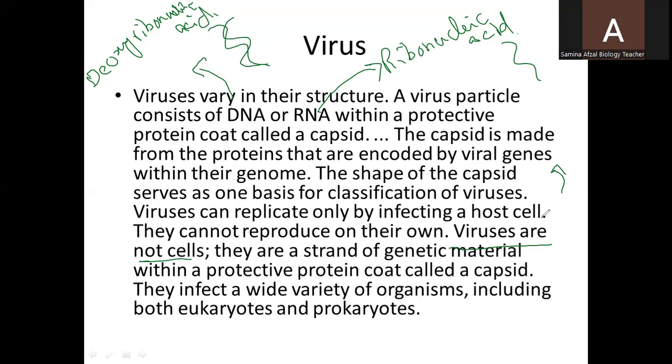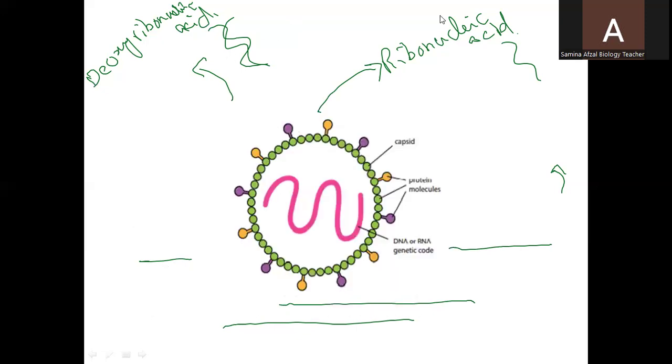They infect a wide variety of organisms, so they can cause different types of diseases in both eukaryotes and prokaryotes, in animals, plants, and human beings as well. The different diseases which they can cause are cancer, AIDS, and other diseases as well.